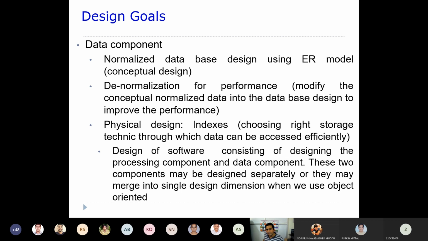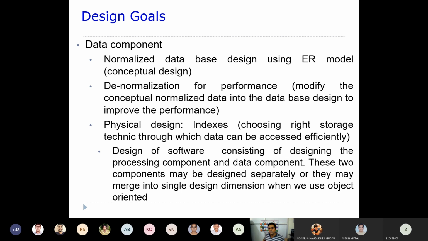Okay, now as I said, the design of software consists of designing the processing component as well as the data component, right? We talked about the processing component in the previous slide, and now we discussed the data component part, right? These two components may be designed separately, or they may merge into a single design dimension when we use object oriented.